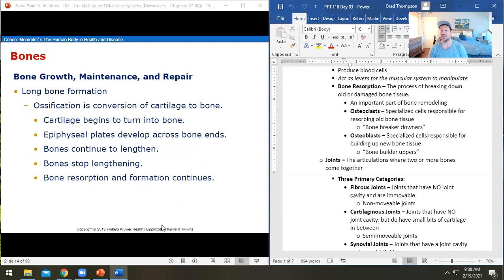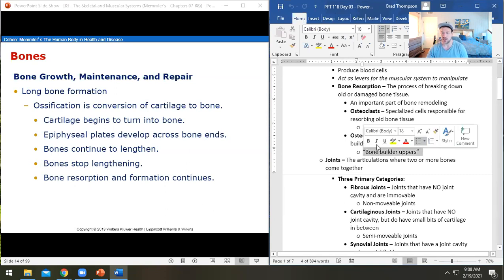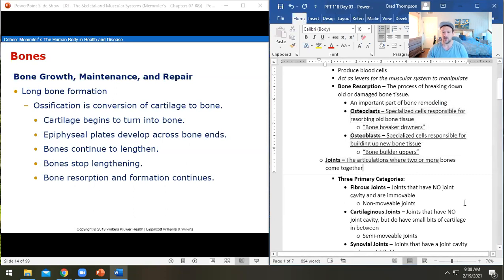Your osteoblasts come along and lay down all this material that basically attracts calcium, and that builds up your new, stronger bone tissue, right? Those osteoblasts are your bone builder uppers. You'll definitely want to have both of these terms straight in your head. We've got a lot of questions throughout the program that are related to these.